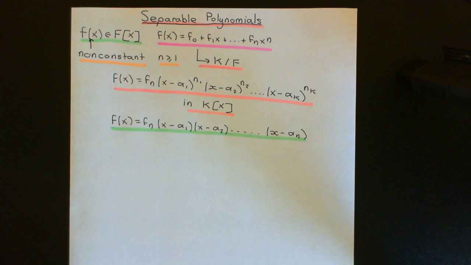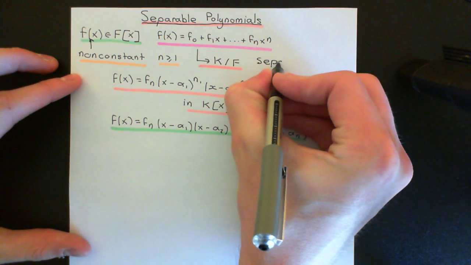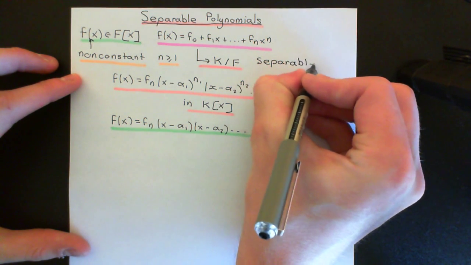So that's the condition for a polynomial over the field capital F to be separable over F. When you construct its splitting field and write it as a factorization into linear factors in the ring of polynomials over that splitting field, all of the roots are simple roots. They have multiplicity 1. All of the linear factors are distinct. And if that is indeed true, then we call the polynomial separable over the field capital F.